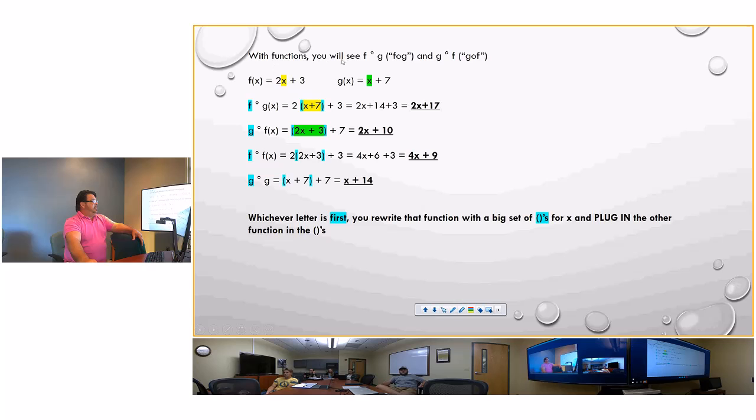With functions, you see f of g, f composed with g. Now, you might want to make a note here. When you have f composed of g, that means you're going to rewrite f with big sets of parentheses. So, when I have f composed of g, I'm going to rewrite this guy right here, and wherever there's an x, I'm going to put in a big set of parentheses. And that's what I did with the blue here. See the blue? Now, what is g? x plus 7. So I'm going to take that x plus 7, and it's going to go in that blue set of parentheses.